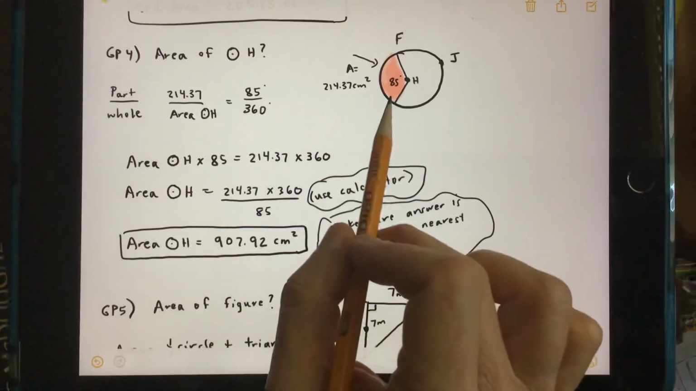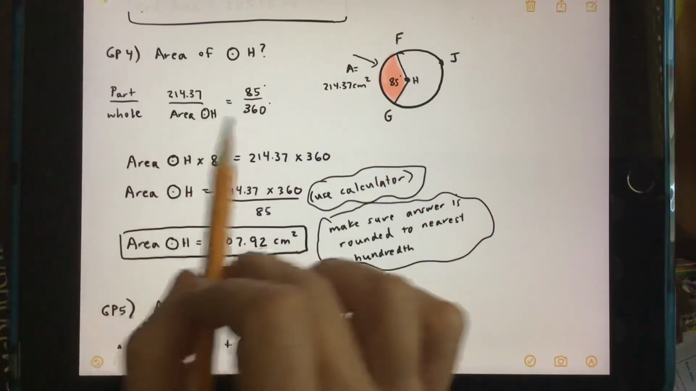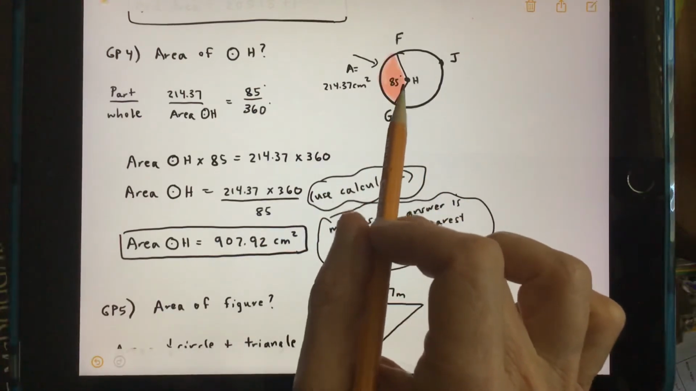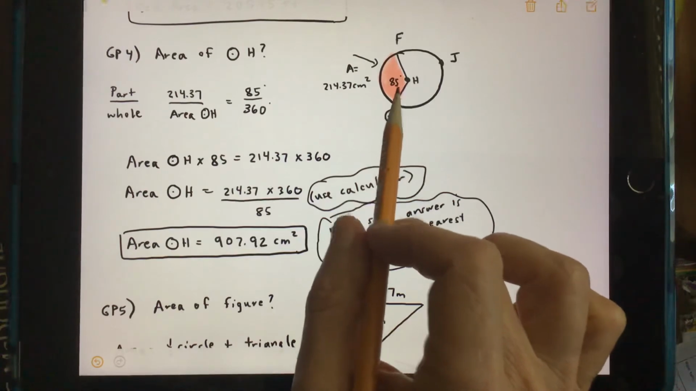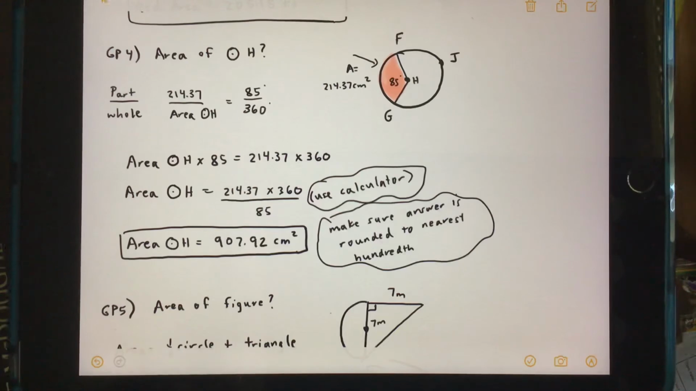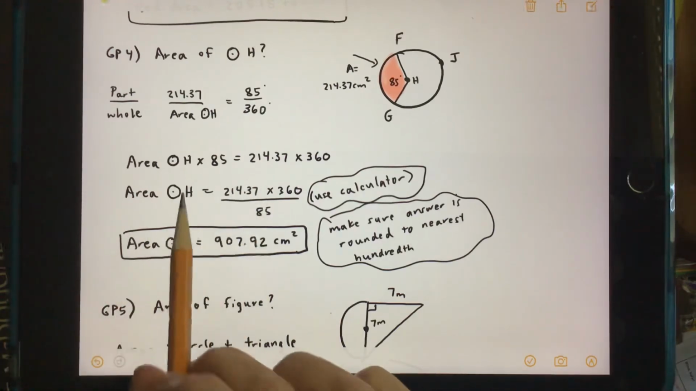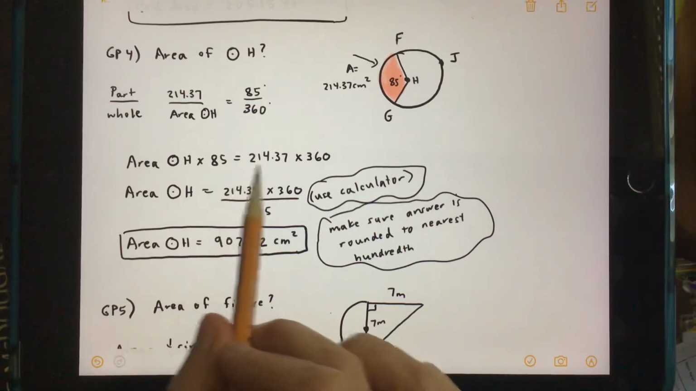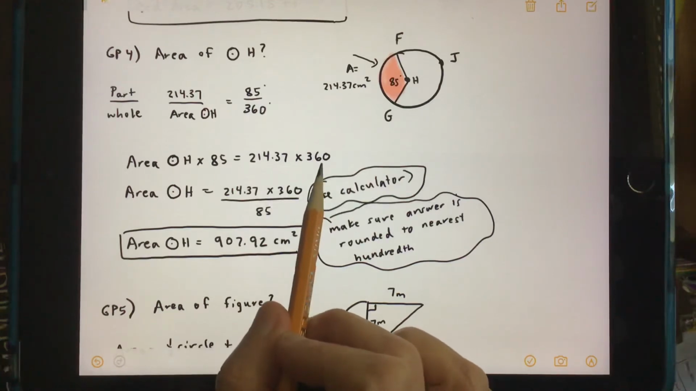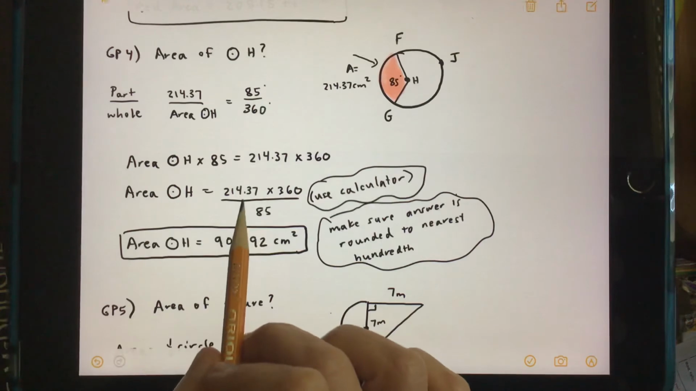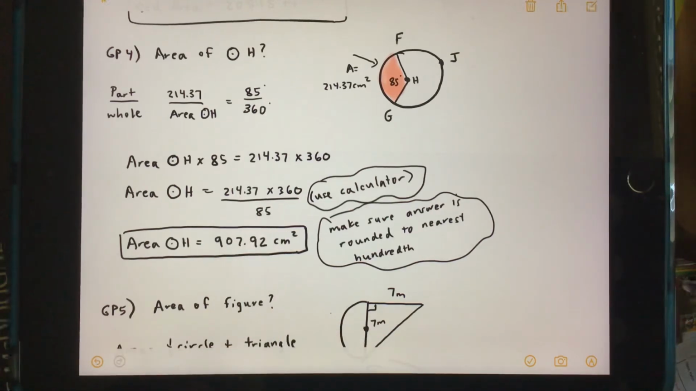Part to whole, part of the circle to the entire area of the circle is equal to the 85 degrees. That is the measurement for the angle that makes the sector. And then that's going to be over 360 degrees, which is the entire number of degrees in the full circle. It's always part to whole. All right, and then we're going to solve that. Cross products gives us the area of circle H times 85 is equal to 214.37 times 360. Divide both sides by 85, and you have the area of circle H is 214.37 times 360 divided by 85.